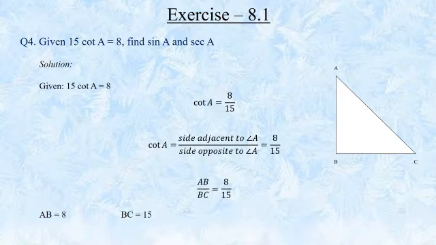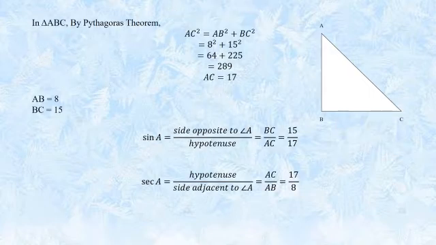So, cot A is side adjacent to angle A by side opposite to angle A, which is 8 by 15. Now, side adjacent to angle A is AB, opposite to angle A is BC. So, AB by BC is 8 by 15. Now, directly equating them, we get AB as 8 and BC as 15. Now that we have got the two sides, let us find the third side by using Pythagoras theorem.